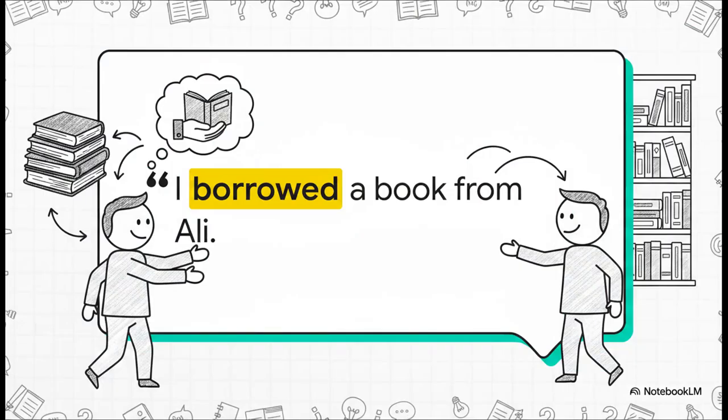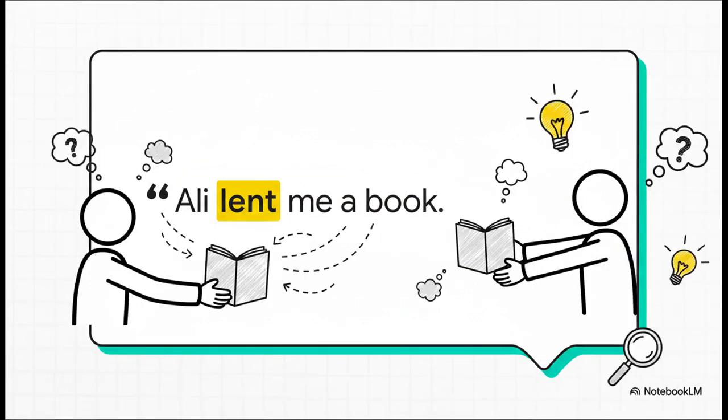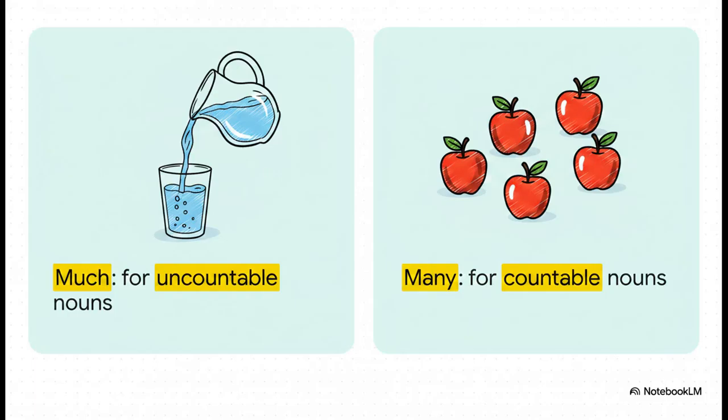So if I say, I borrowed a book from Ali, the spotlight is on me. I'm the one receiving the book, right? I'm the one doing the taking, so I use borrowed. But now let's just flip the camera around and look at it from Ali's perspective. We'd say, Ali lent me a book. Now the focus is on Ali, the giver. He's the one doing the giving, so we use lent. All right, our final pair, much versus many.